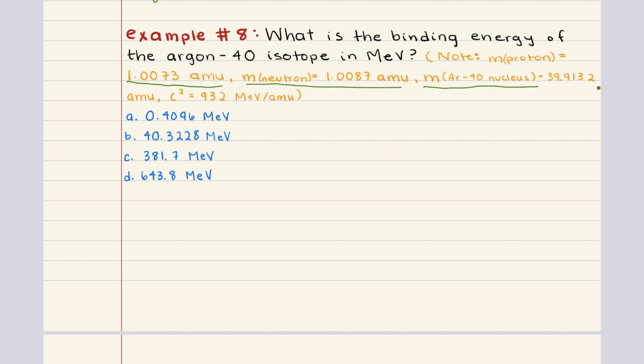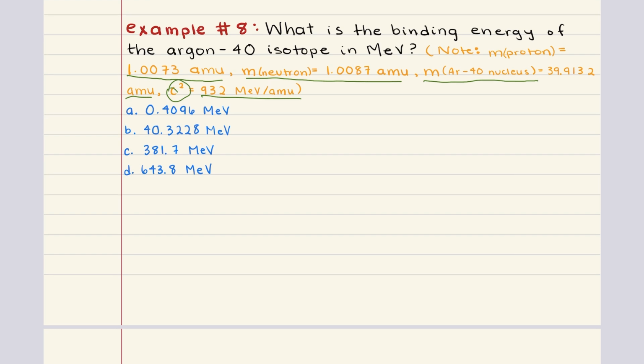39.9132 atomic mass units. And then the last thing we're given is that c squared is equal to 932 mega-electron volts per atomic mass unit. To determine the binding energy, we must first determine the mass defect. The mass defect is simply the masses of each of the protons and neutrons in the unbound state added together minus the mass of the formed argon-40 nucleus.